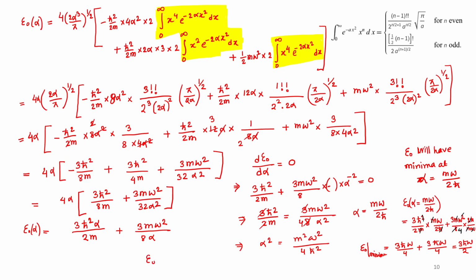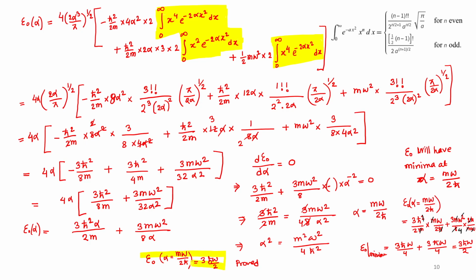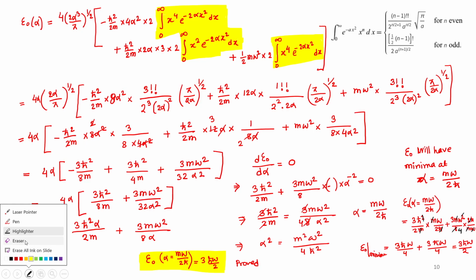So h square, here this is 3h square plus 2 is true. And this is what you have to do. And if you see, this is the exact energy for the first excited state.